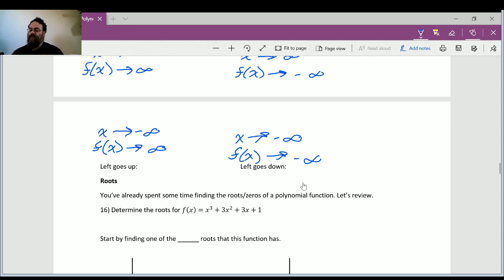Okay, that's, you can call it the first thing that you look at if you're going to try and graph a polynomial function. And honestly, it may not be the first thing, it's just, you know, one of the few things you have to look at.